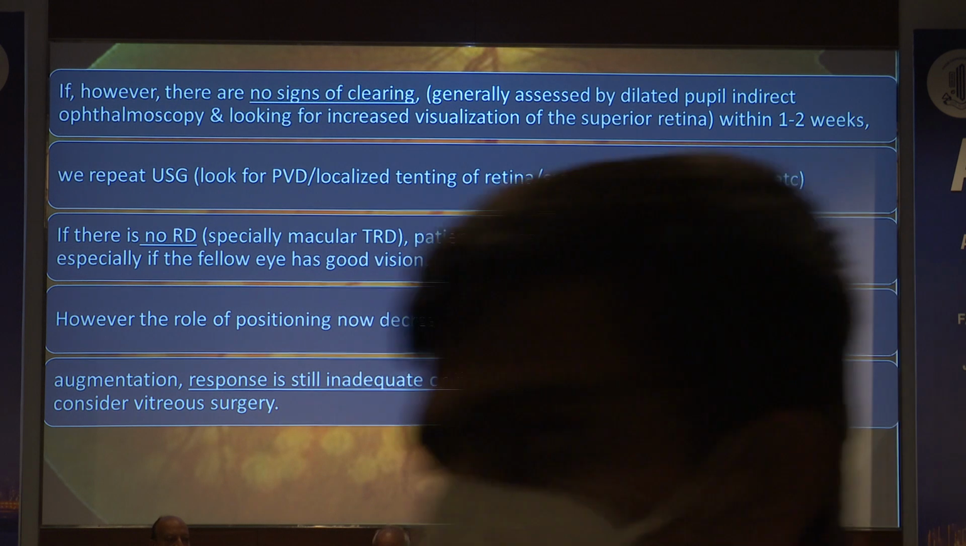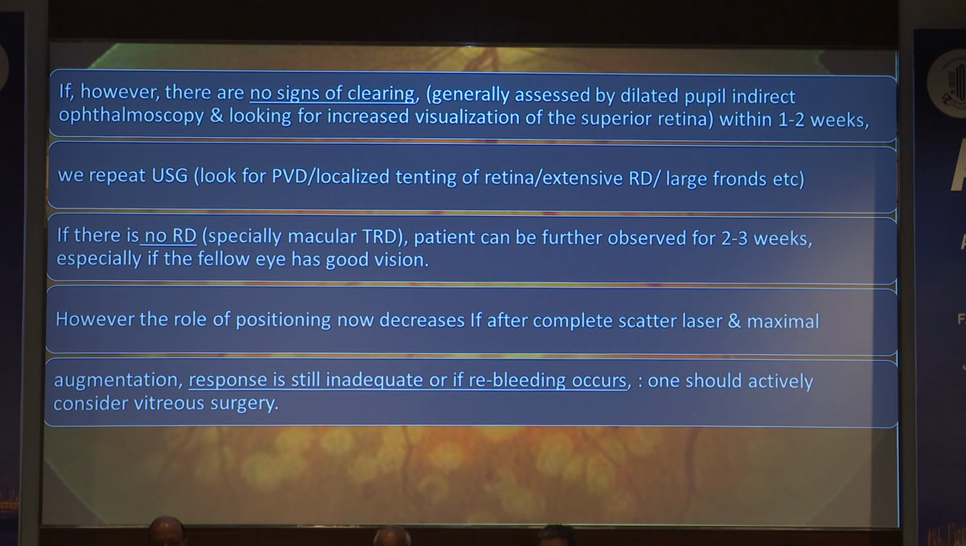If there are no signs of clearing and you repeat the USG, there is no RD, and the role of positioning is not that important, the patient should be prepared. If the hemorrhage is not clearing, the patient should be prepared for going for vitreous surgery.